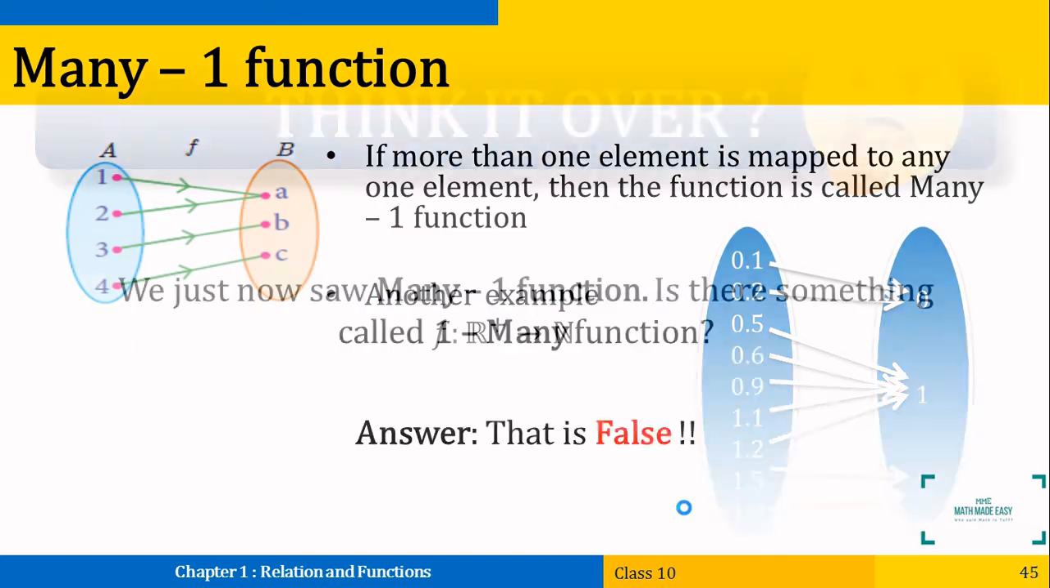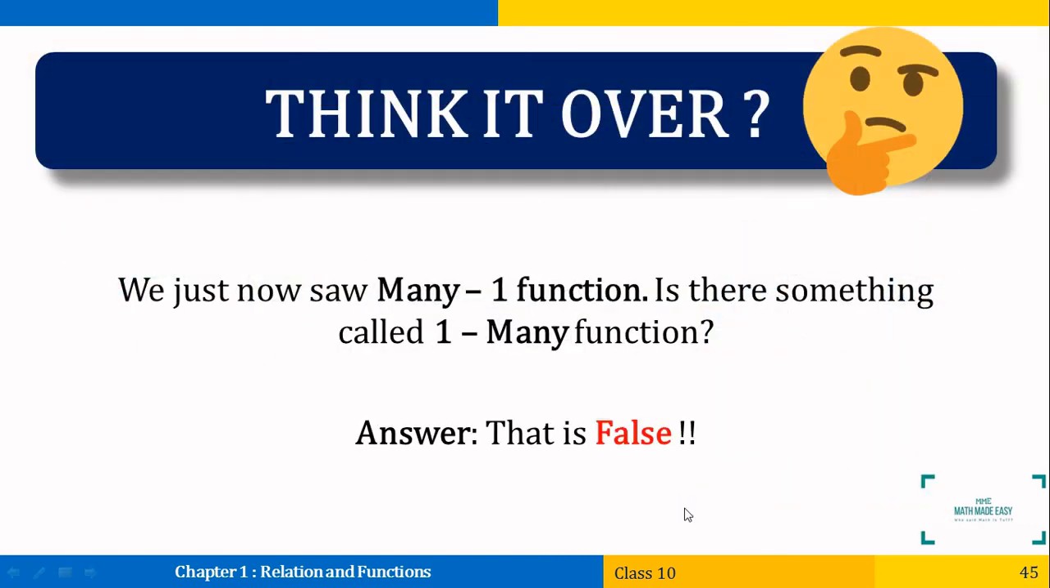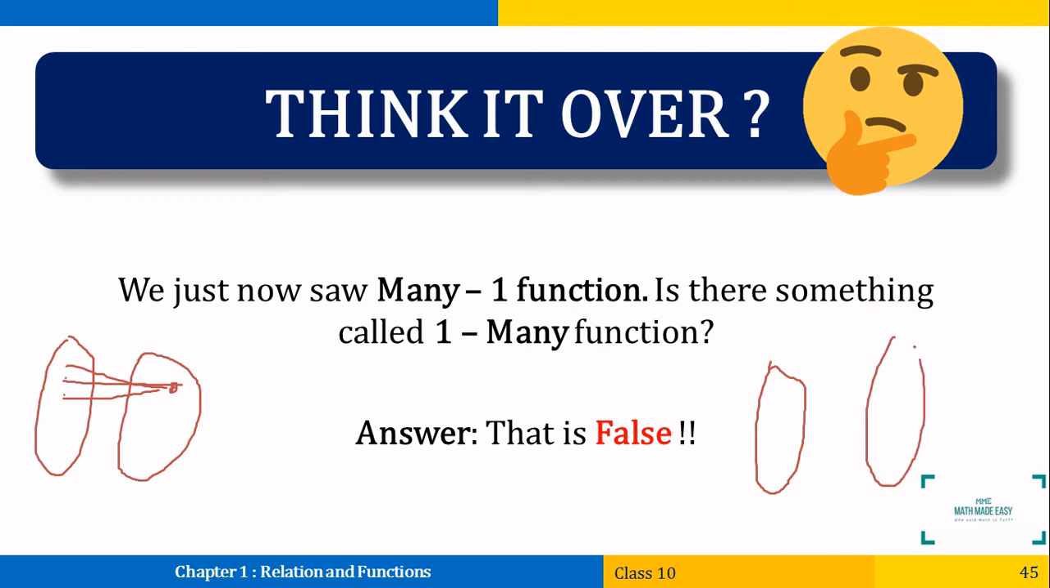Let's think now. We just saw a many-to-one function. Is there something called a one-to-many function? The answer is false. Let's see how. A many-to-one function is one where two or more elements in the domain are mapped to the same element in the codomain. If it is a one-to-many function, one element is mapped to many elements in the codomain, which violates the definition of a function, so a one-to-many function is not at all a function. It's actually a relation, right. So I think I made this clear.